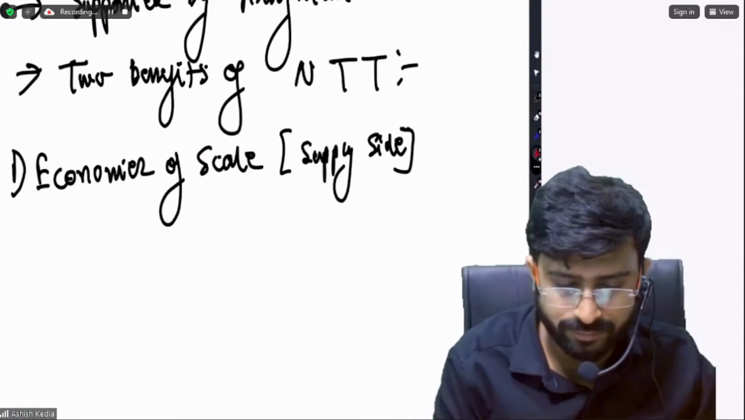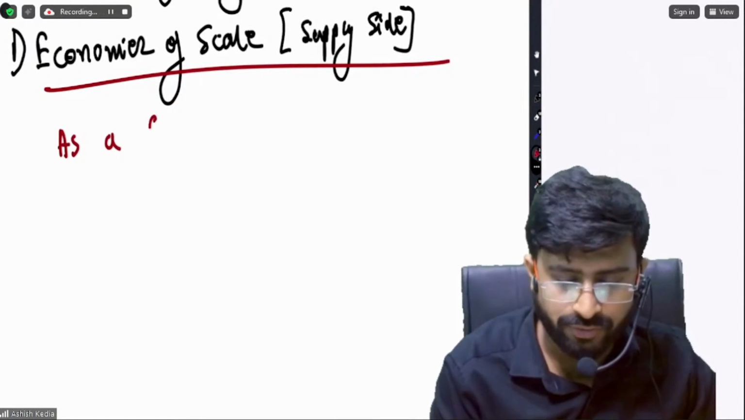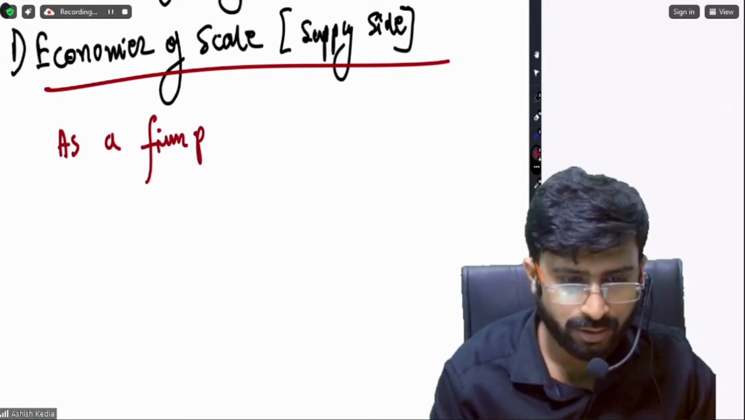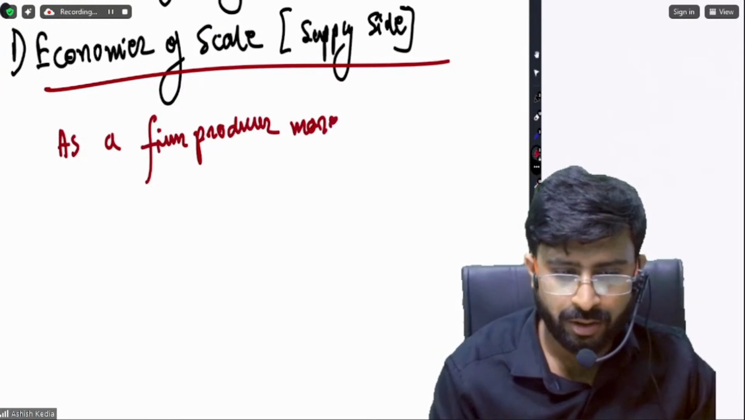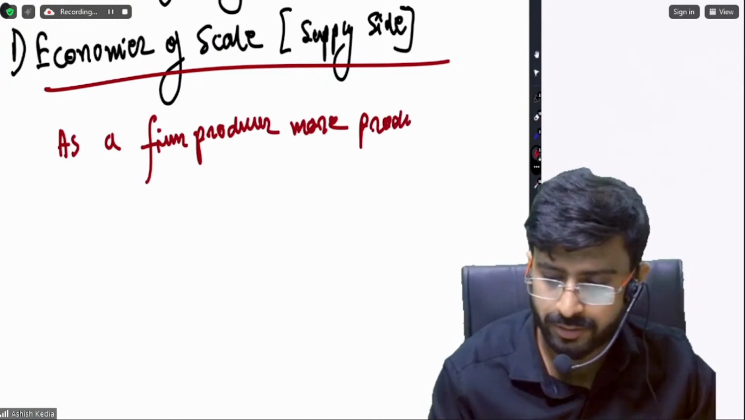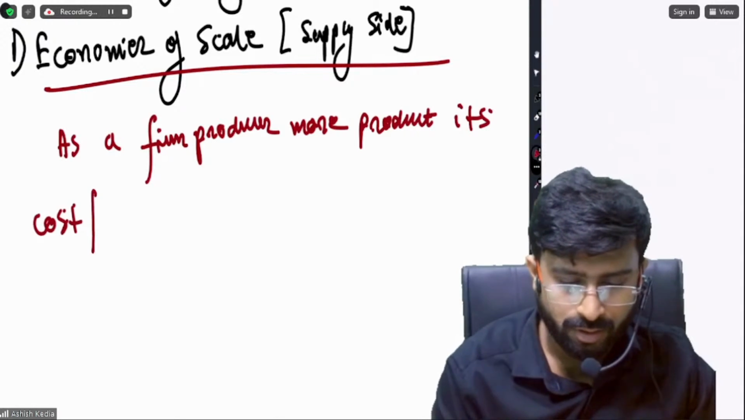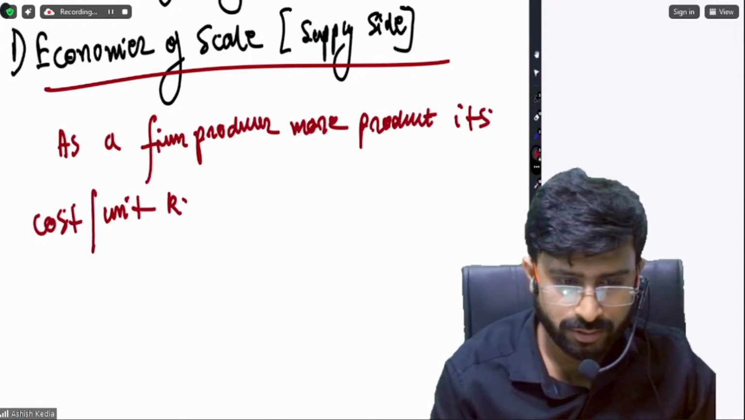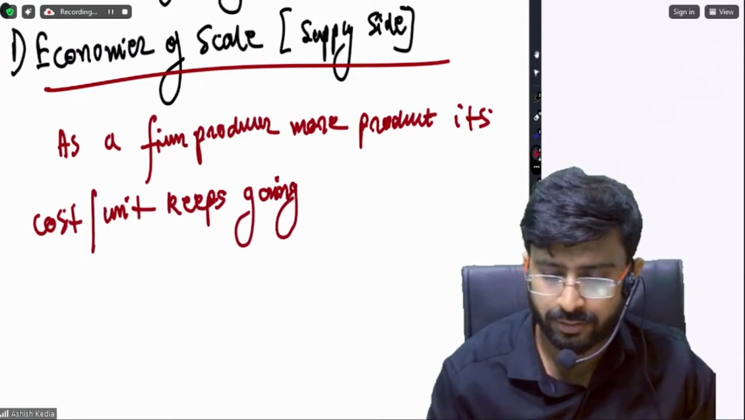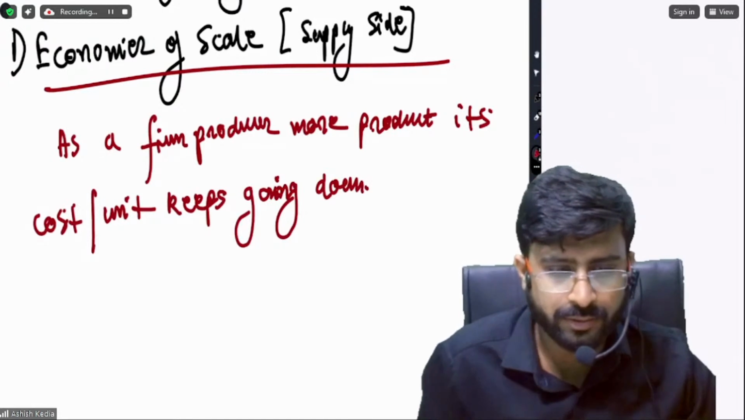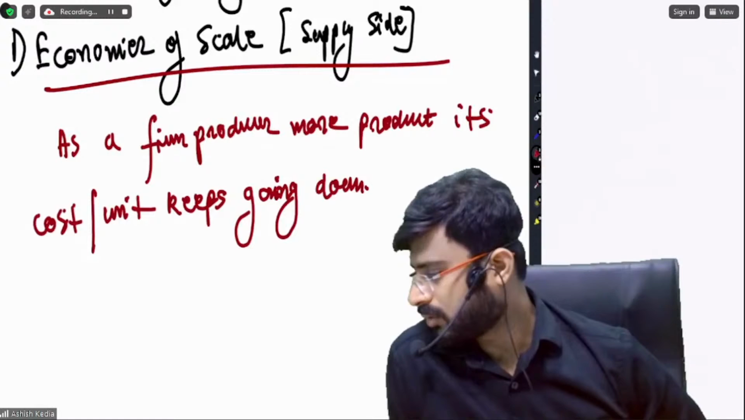So what does it say? As a firm produces more products, its cost per unit keeps going down. So its cost per unit keeps going down.